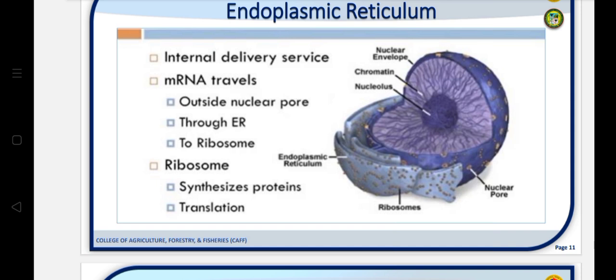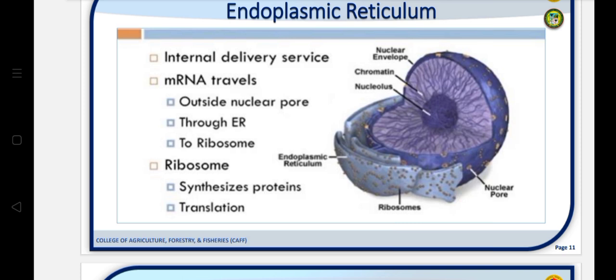So the ribosomes on the endoplasmic reticulum are attached to parts of the ER, and they are the ones that actually build proteins. Let me repeat that. Ribosomes are attached to parts of the ER, and they are the ones that actually build proteins. And this process is called translation.